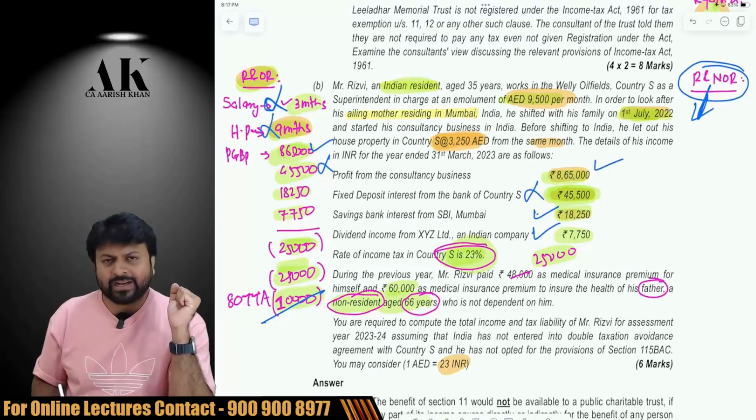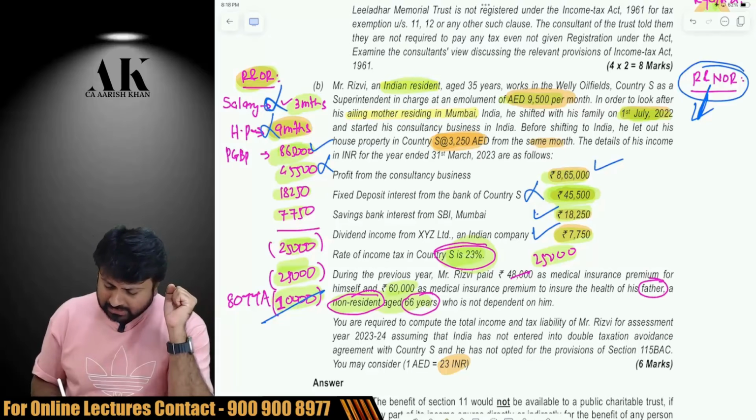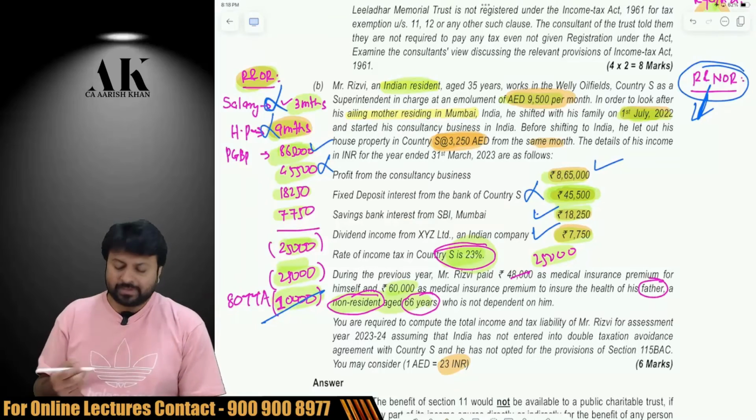Income from savings bank interest from SBI will come in the income statement, then dividend income from India. These are all incomes which accrued in India. All these things you will do. After that, you will also take Chapter VI-A deductions.